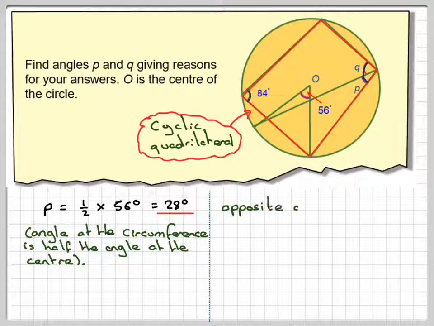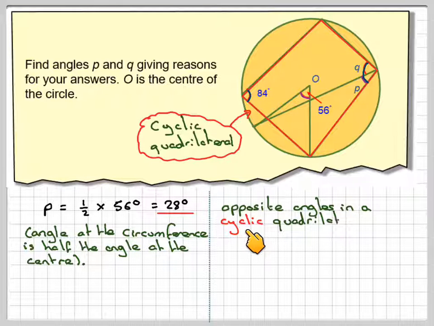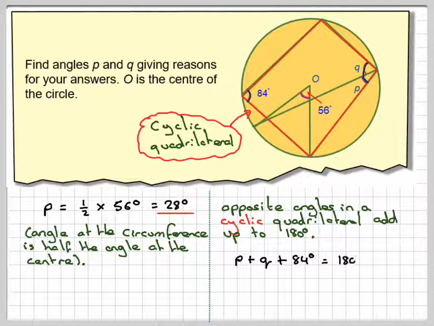So we say opposite angles, so we have to quote some theorem. Opposite angles of a cyclic quadrilateral add up to 180. And therefore P plus Q plus 84 must be equal to 180. If we take away 84, we're going to get P plus Q must be equal to 96.